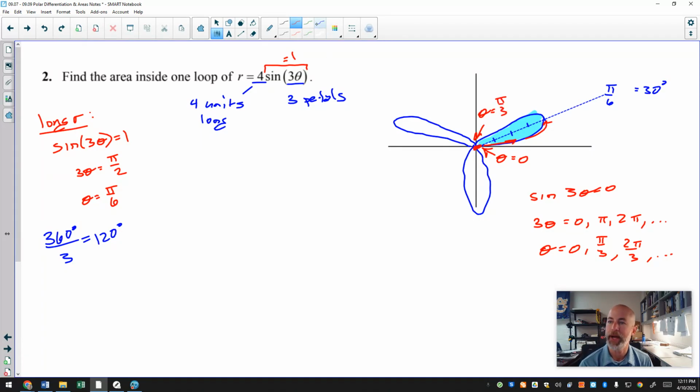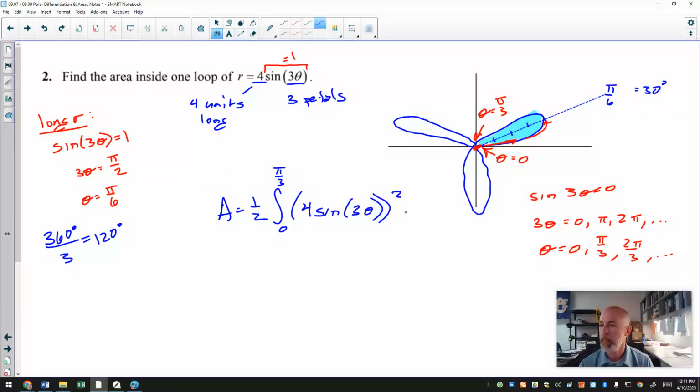So now I'll have my angles that contain that very first loop, and the area inside that first loop is going to be 1/2 the antiderivative from 0 to pi over 3 of your r, which is the quantity 4 sine 3 theta, all squared.